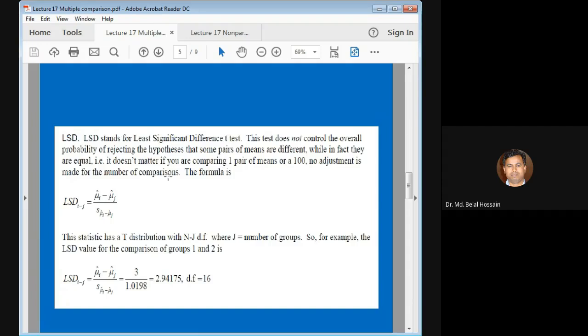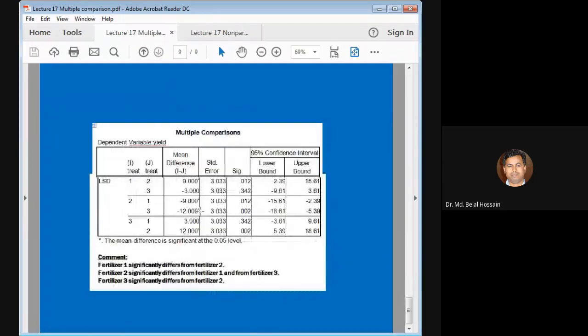This is also T, I told you. So this is calculated value of T. You have to go to that T distribution table to find that critical value using the alpha and the degrees of freedom. So from there you will decide whether your null hypothesis is rejected or accepted. So that is the multiple comparison we want to learn today.